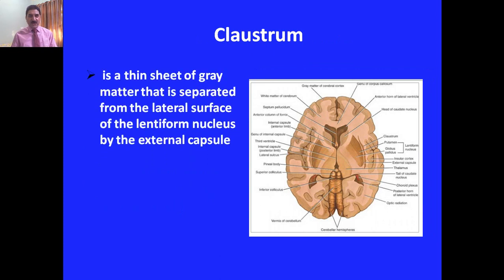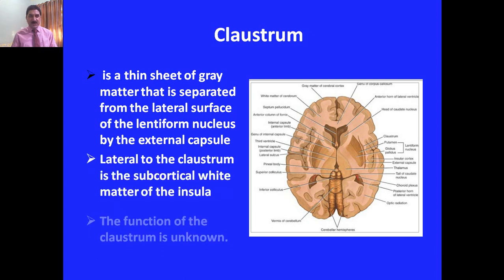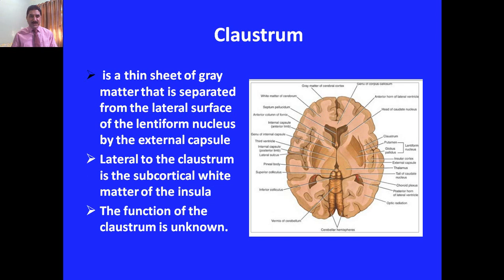Claustrum is a thin sheet of gray matter that is separated from the lateral surface of lentiform nucleus by external capsule. Lateral to the claustrum is the subcortical white matter of insula. The function of claustrum is unknown.